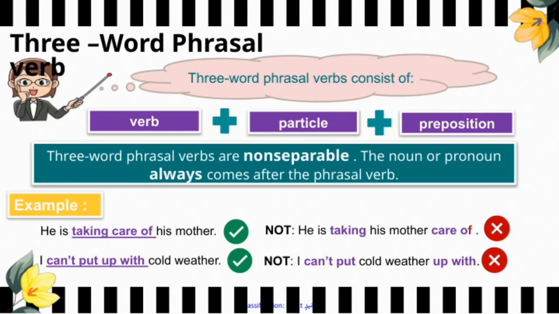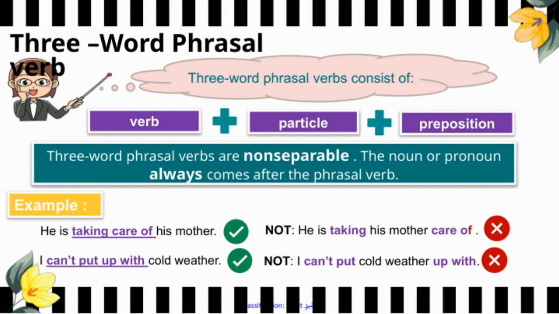Now let's look at some common mistakes with phrasal verbs. For example, instead of saying, I can't put cold weather up with, which is incorrect, you should say, I can't put up with cold weather. The meaning is the same, but the correct structure is important. Similarly, in another example, instead of, he is taking his mother care of, we say, he is taking care of his mother.